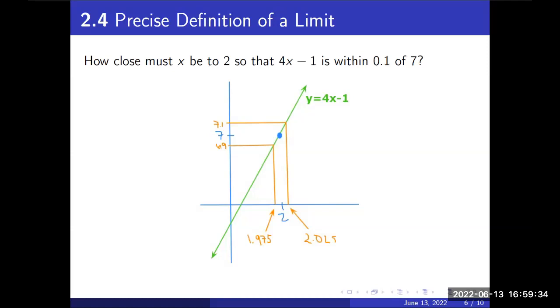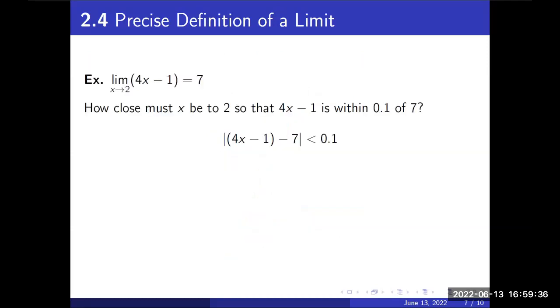Here's another way to approach the same question. We're still looking at the limit of 4x minus 1 as x approaches 2. We know that's equal to 7. We're going to ask the same question: how close must x be to 2 so that 4x minus 1 is within 0.1 of 7? But notice we set it up very differently.